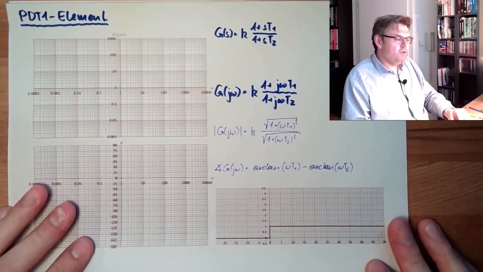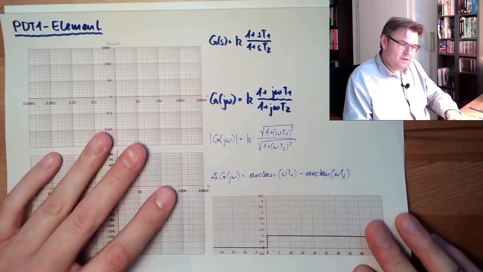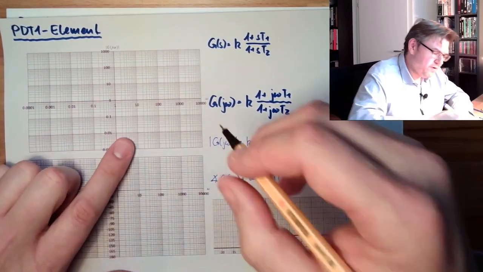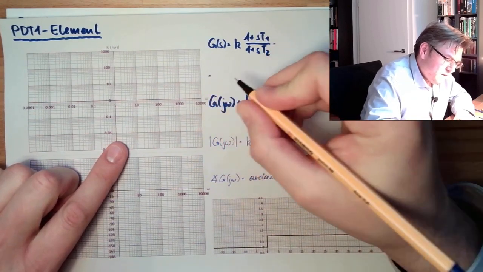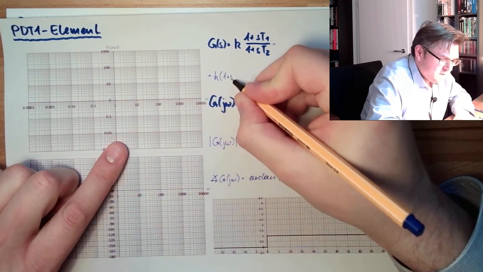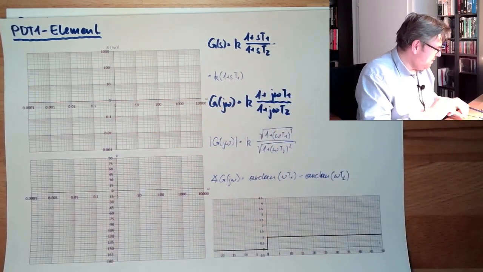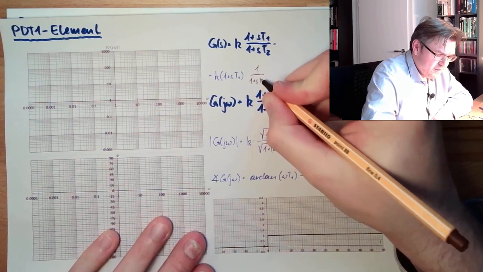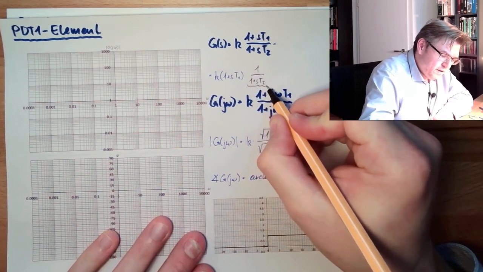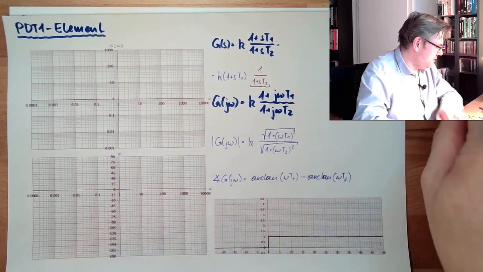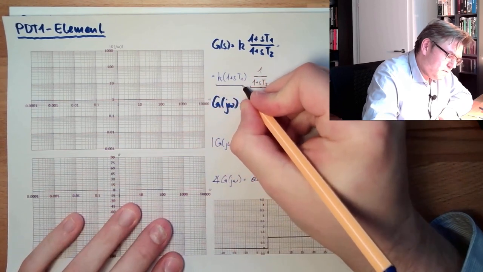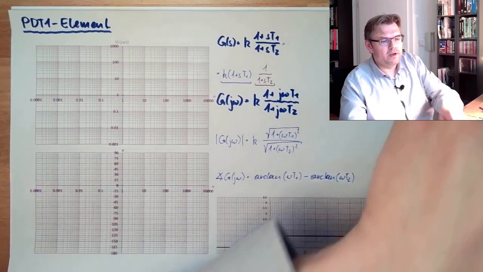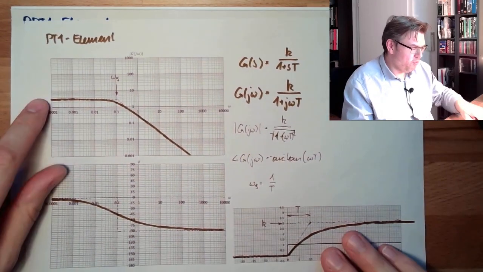Let's have a look at this. We could again draw it point by point, but we will do the same trick we used for the PD element. We are separating this transfer function. So this equals k multiplied by (1 plus sT1), and then there is a remaining 1 divided by (1 plus sT2). So this is a PT1 element with K1, and this here is a PD element, and it's a multiplication between those two. Let's remember what it means. Let's start with the PT1 element. The PT1 element looked like this.